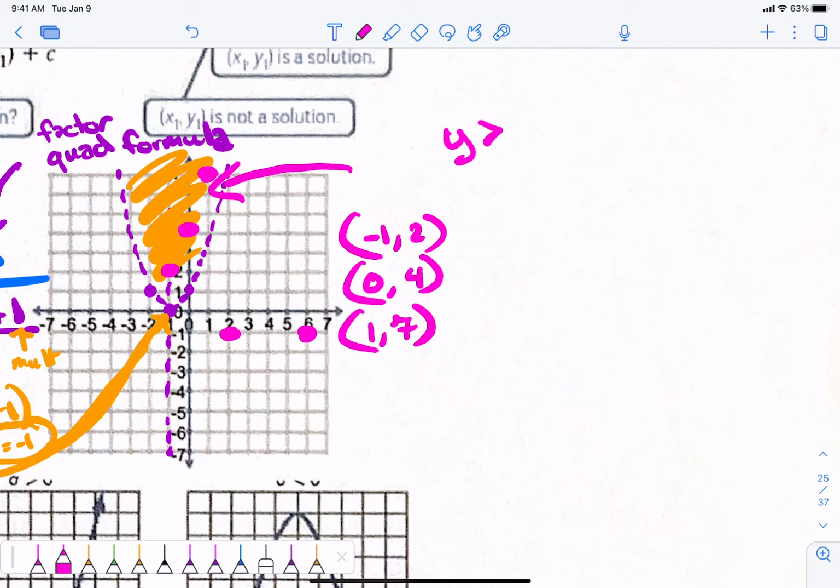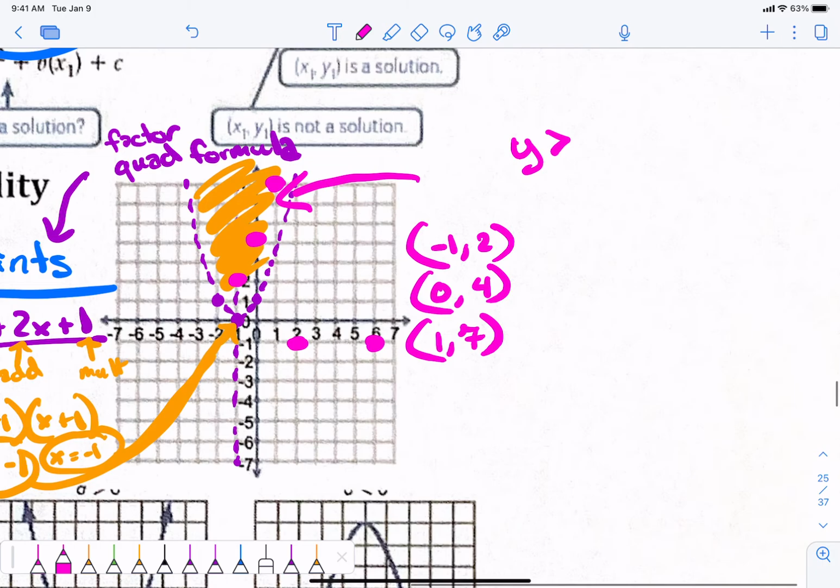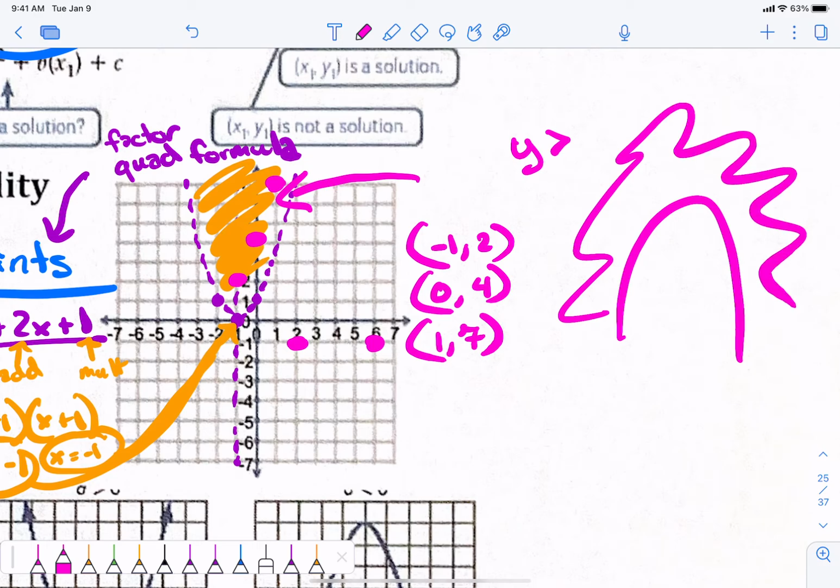Wait, what? No. If you have y is greater than, does that mean you're always shading inside the parabola? That's what we did here, right? When would you be shading outside? On a frown. If it's a frowny face, y is greater than would be around the outside, right? So it depends on whether it's facing up or down whether greater than is inside or outside. Does that make sense? It's not always going to be one or the other.